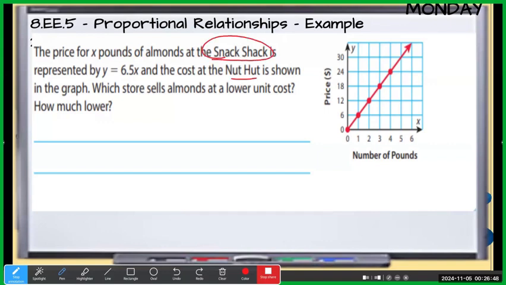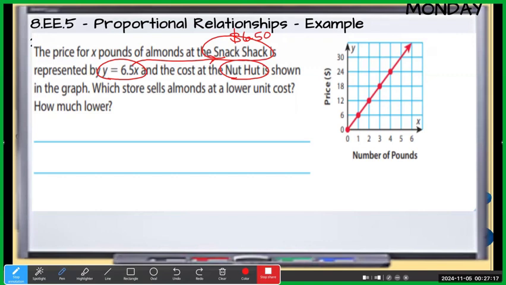The Snack Shack and the Nut Hut. What information did they give us about the Snack Shack? They gave us an equation. What does that equation tell us about the Snack Shack? That's the price of a pound of almonds. It's the unit rate. So what's the unit rate? 6.5, so $6.50.